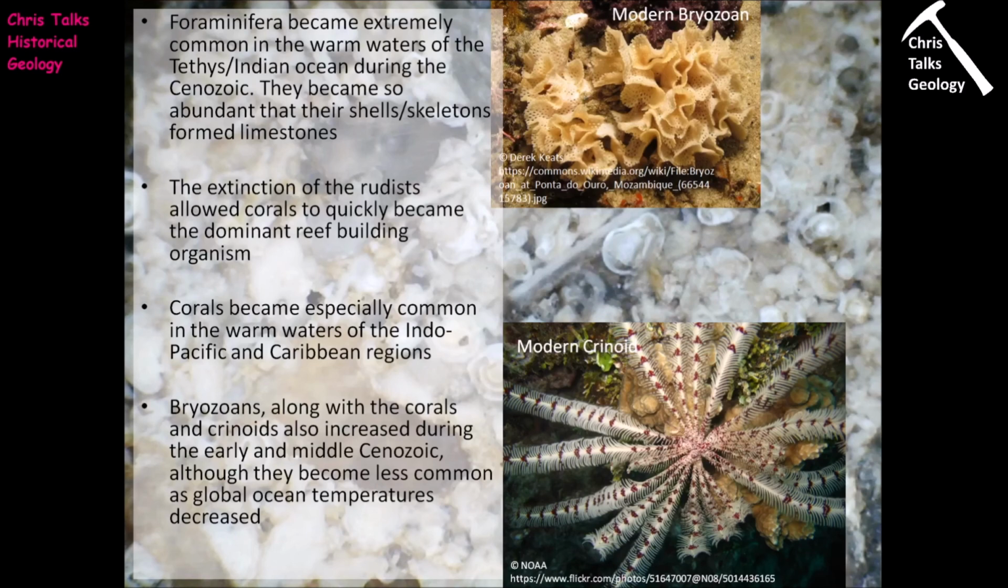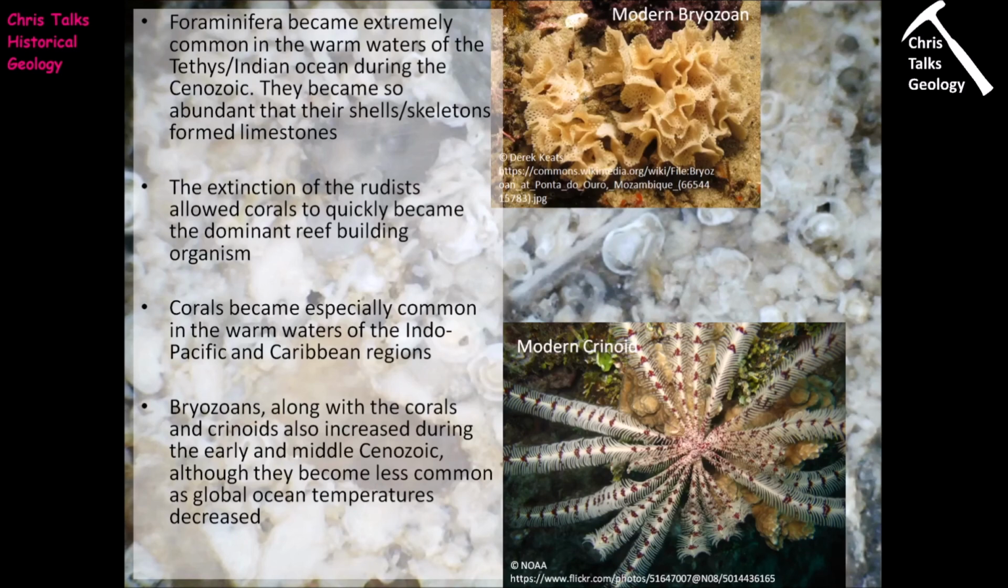Now, they become so abundant in some cases that their shells/skeletons will end up forming limestones. Now, just to give you some idea, foraminifera are microorganisms. They're tiny. So just try and imagine how many shells it would take to form a thick enough layer of sediment to produce a decent sized layer of limestone. You would need literally billions or trillions of foraminifera shells in order to do this. So this shows you just how successful they are in these warm water environments during the Cenozoic.